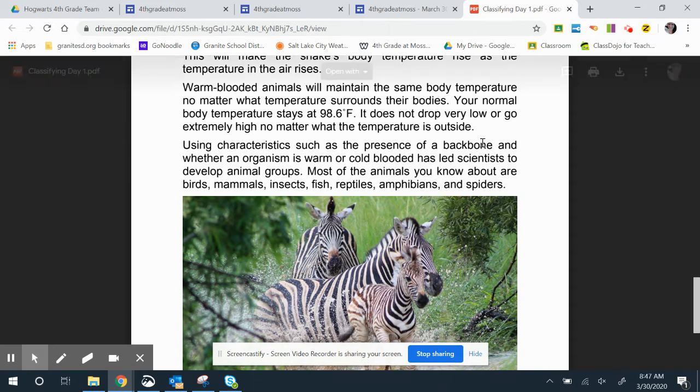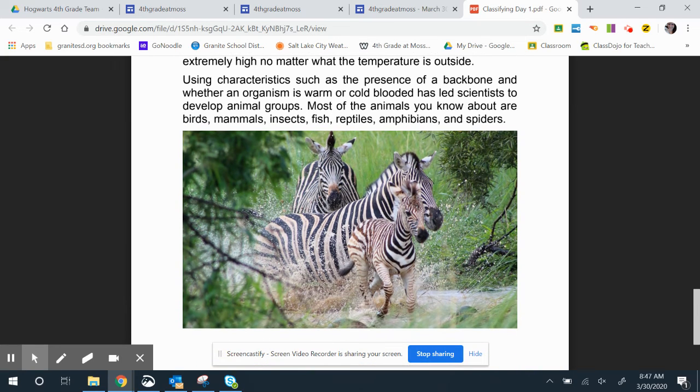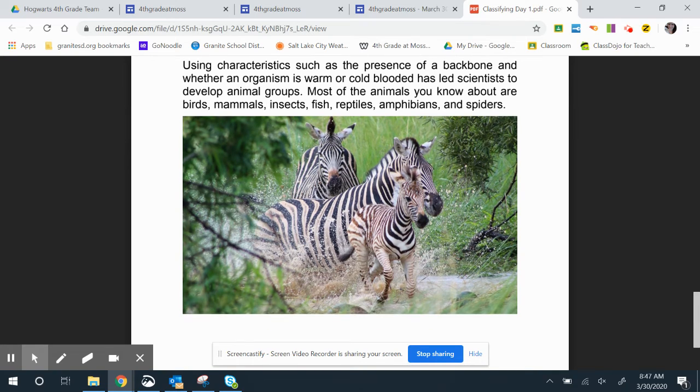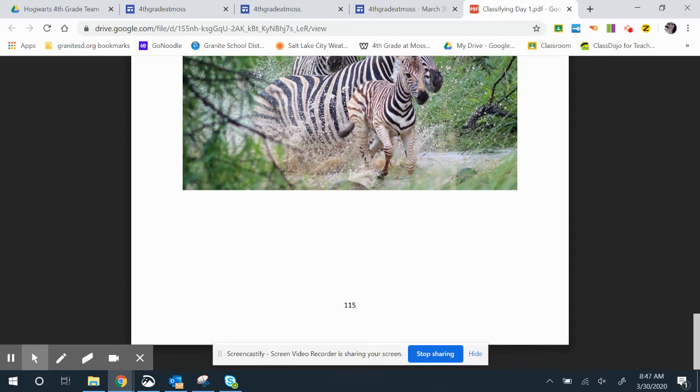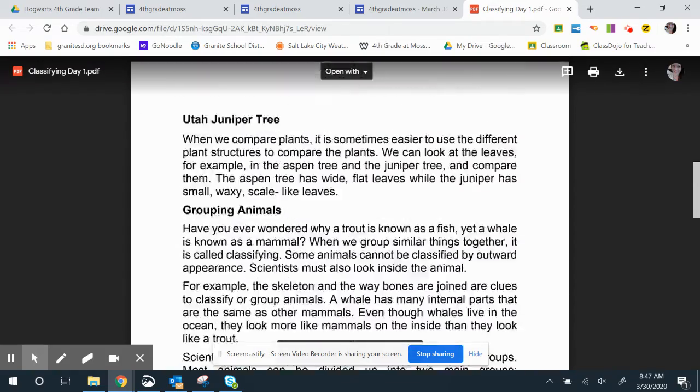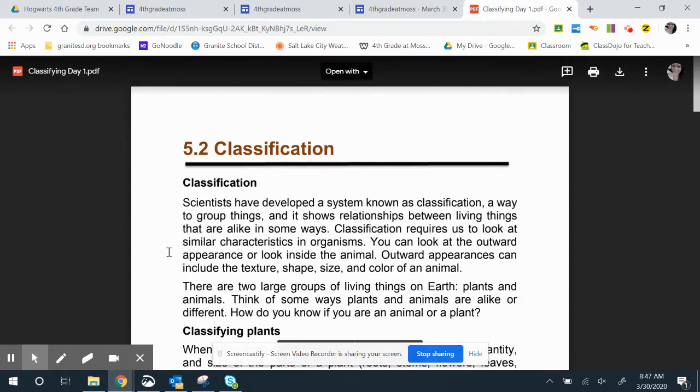Using characteristics such as the presence of a backbone and whether an organism is warm or cold-blooded has led scientists to develop animal groups. Most of the animals you know about are birds, mammals, insects, fish, reptiles, amphibians, and spiders. So we're going to be learning about those different things today. I did end up reading the whole passage. It was just so interesting.